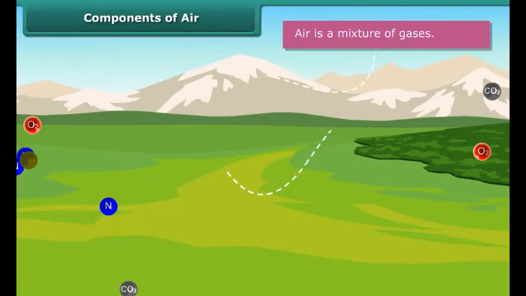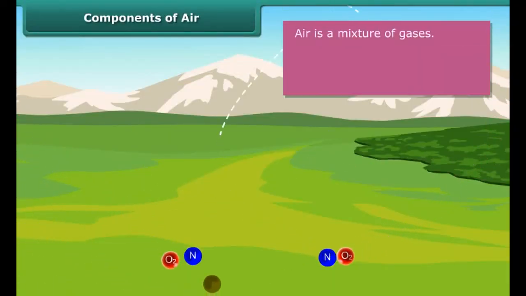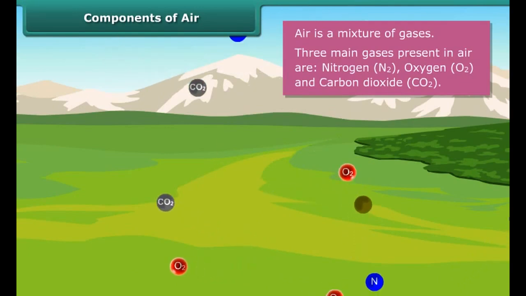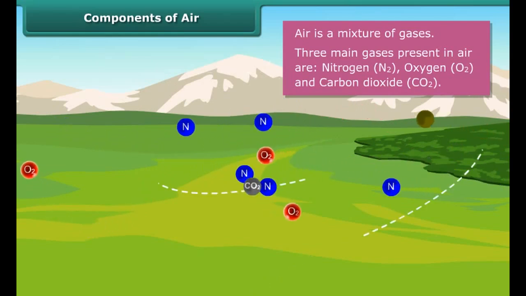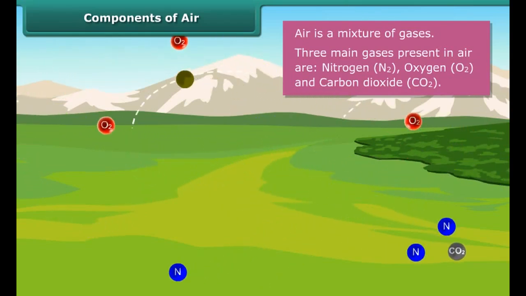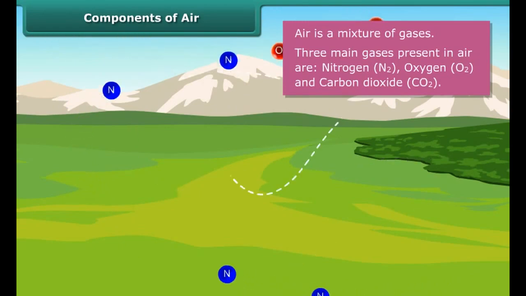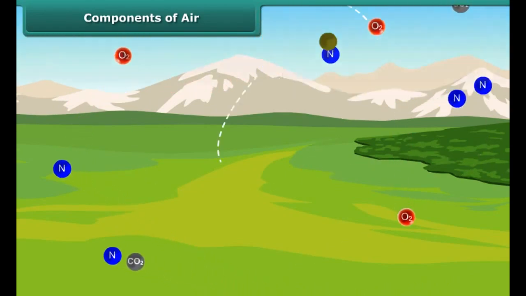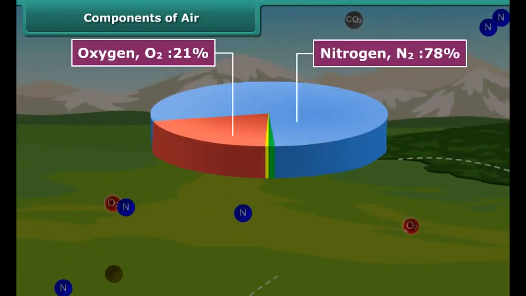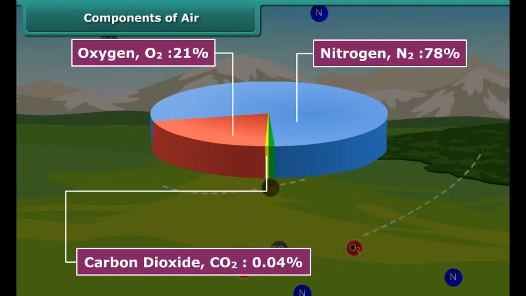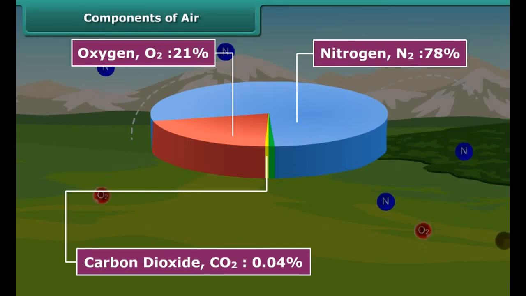Air is a mixture of gases. Three main gases present in air are nitrogen, N, oxygen, O, and carbon dioxide, CO2. Nitrogen forms 78%, oxygen 21%, and carbon dioxide 0.04% of the air.